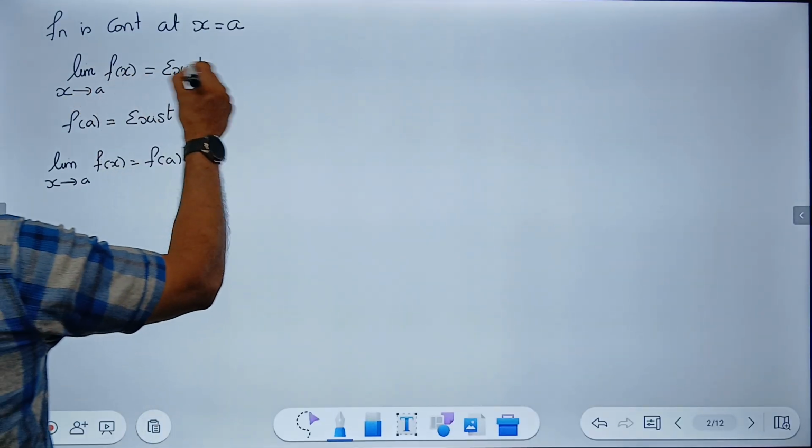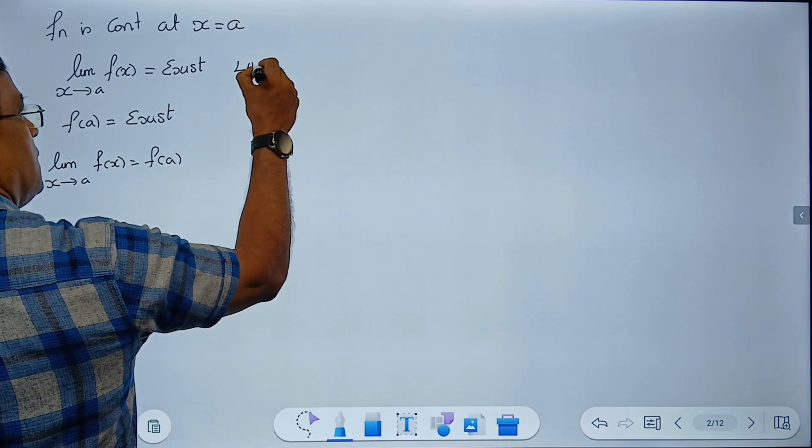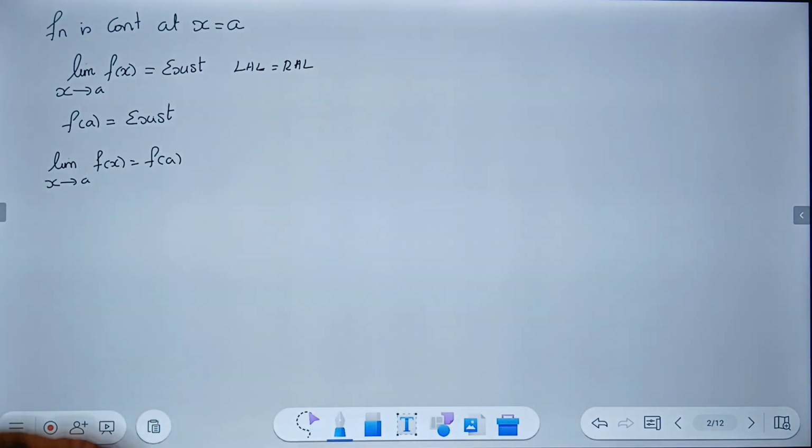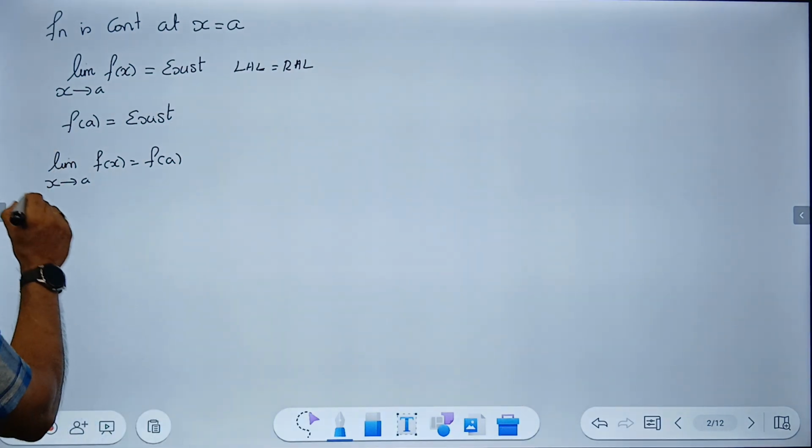And you know the limit exists when LHL is equal to RHL. This is what we have been doing for the past 3 classes. I think this is clear to you.